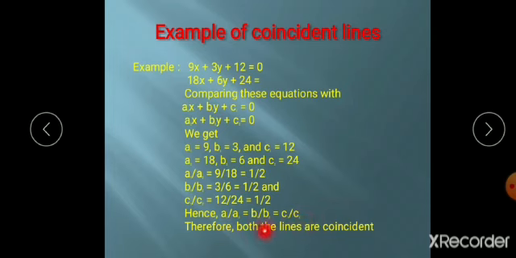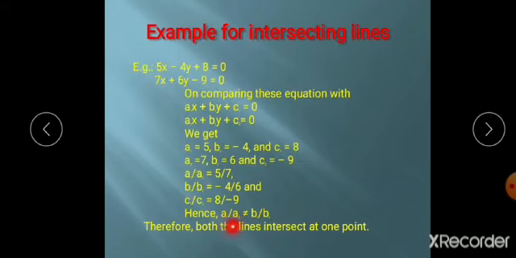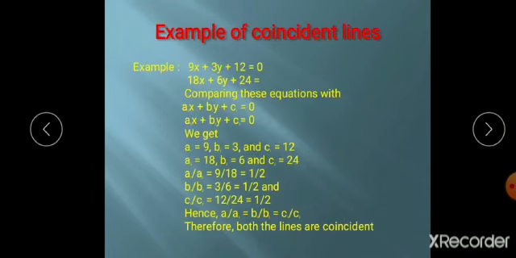When this condition is satisfied, it is coincident. In the before example, we have seen a1 by a2 is not equal to b1 by b2, then it is called intersecting lines. In this one, if all are equal, then it is called coincident lines.